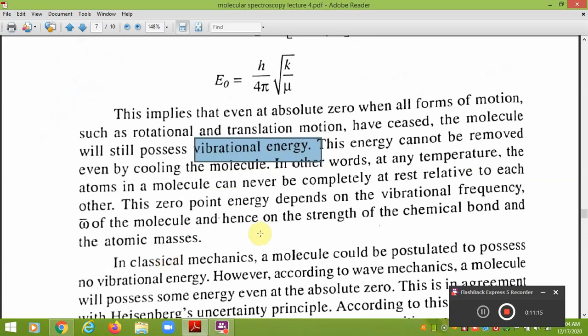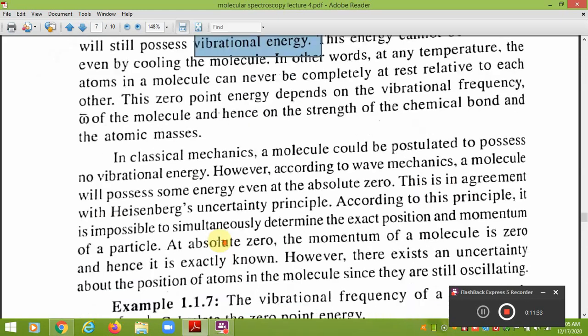the molecule. In other words, at any temperature, the atoms in a molecule can never be completely at rest relative to each other, and this zero point energy depends on the vibrational frequency omega bar of the molecule, and hence on the strength of the chemical bond also, as well as atomic masses.